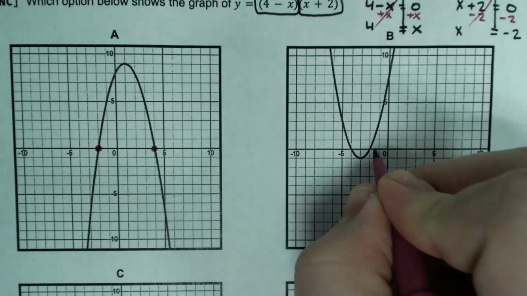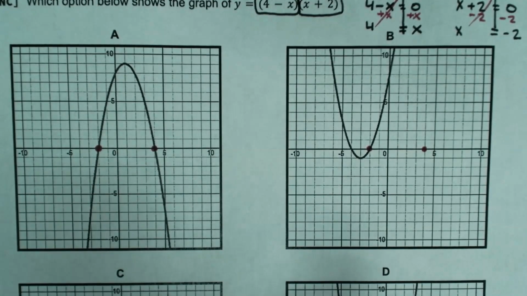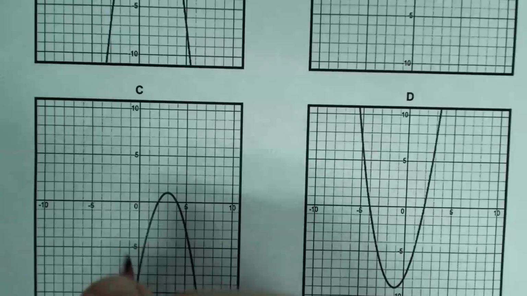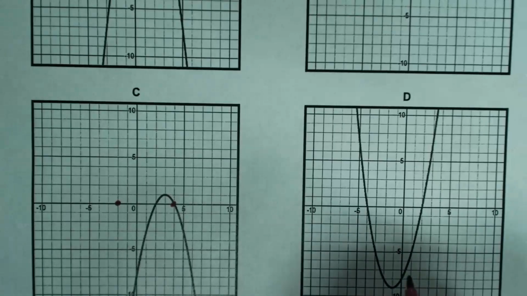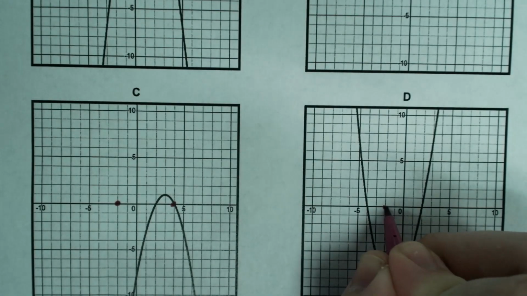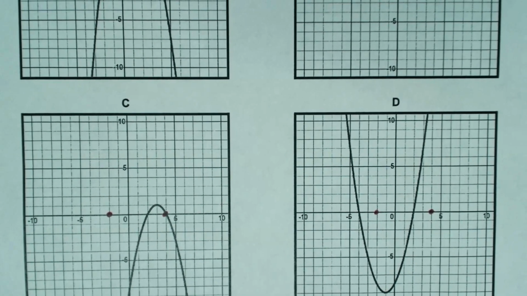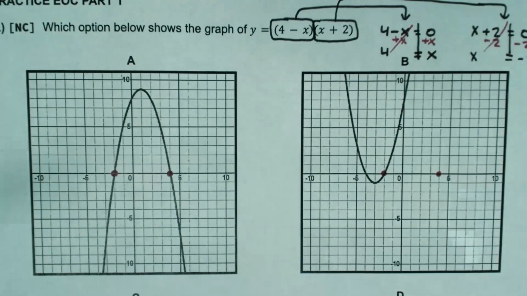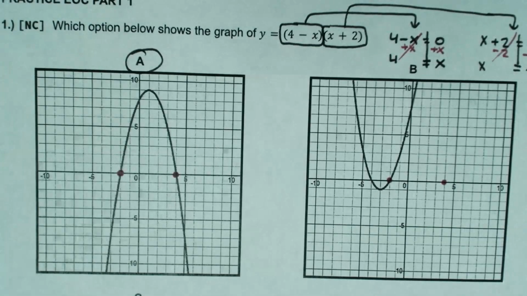B crosses at negative 2 but not at positive 4. C crosses at 4 but not negative 2. D crosses at neither. Those factors tell you where it's supposed to cross. Because A is the only one that crosses at both of those, A is the correct answer. Sound okay? Okay.